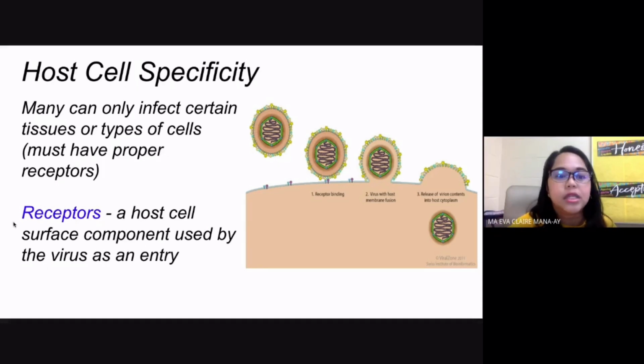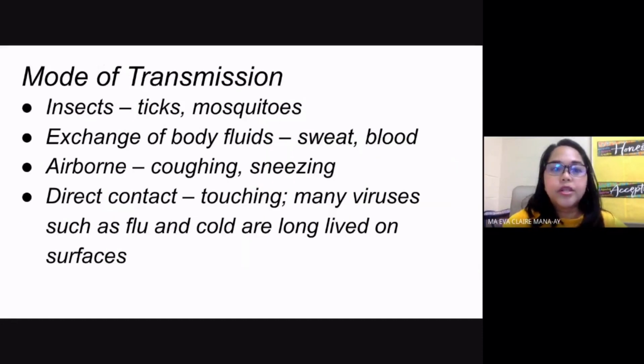So receptors, again, are the components on the surface of your host cell where the viruses can attach, and so they are able to enter the cell. Any questions before I proceed? Okay, if you have no questions, let me move on.